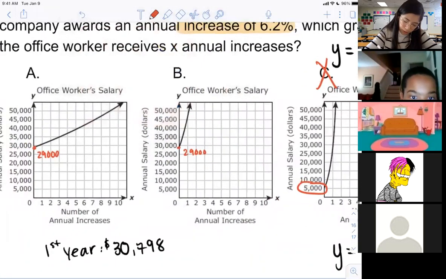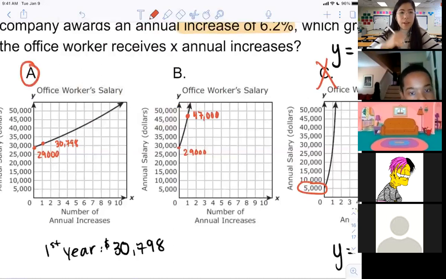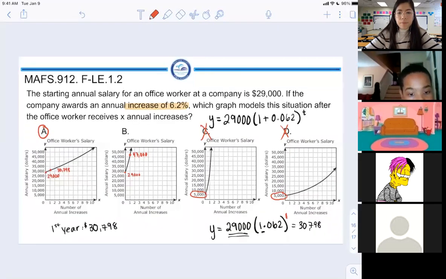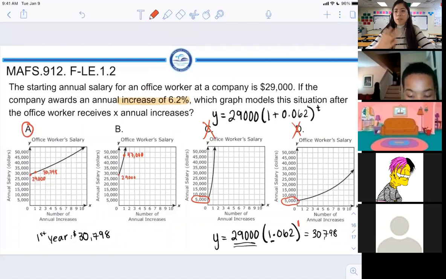So now we have to check. Look at what you have over here versus over here. Which of those is approximately 30,798? A or B? A, yeah. This is approximately 30,798, whereas B had it somewhere around, like, 47,000 or so? Okay, so just based off of that, we know it's A. We definitely know it's A. Does anyone have any questions on how I did that? That was a little bit different than what we've been doing.